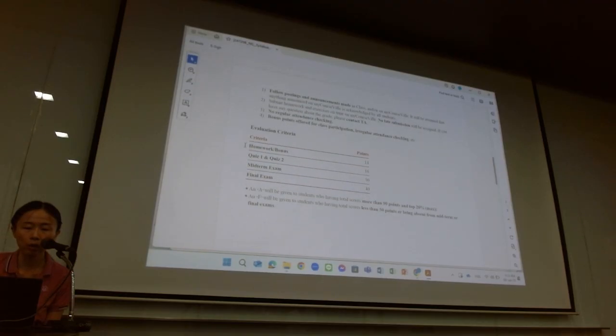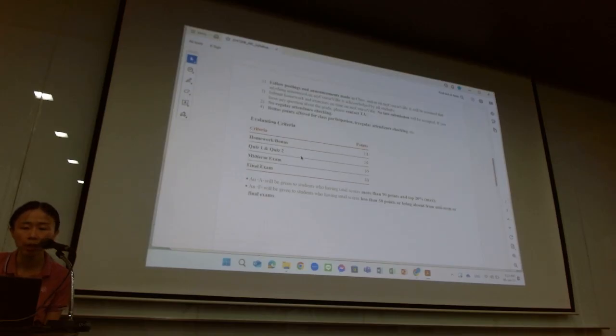Then homework and bonus is 40%, and 14%. I will give 2 quizzes, quiz 1 and quiz 2, so in this sense it's 8 for each, and the total is 16. Then midterm exam 30%, final exam 40%. Any question? Okay, the same as before.